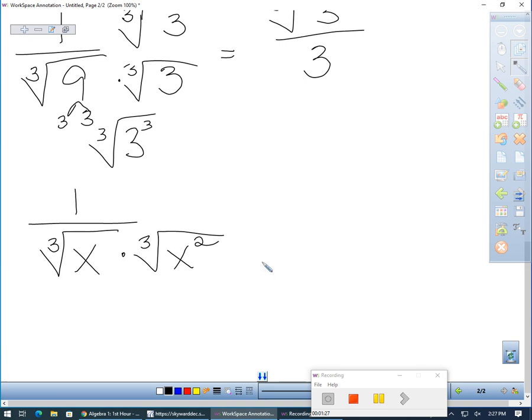Whatever I multiply the bottom by, I have to multiply the top by. On the top, 1 times the cube root of x squared is the cube root of x squared. On the bottom, I have the cube root of x to the 3rd, or x. Okay? Let's try one more. Just to make sure we're understanding how to rationalize, right?